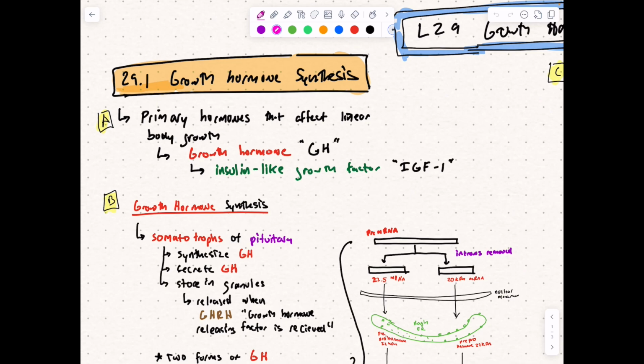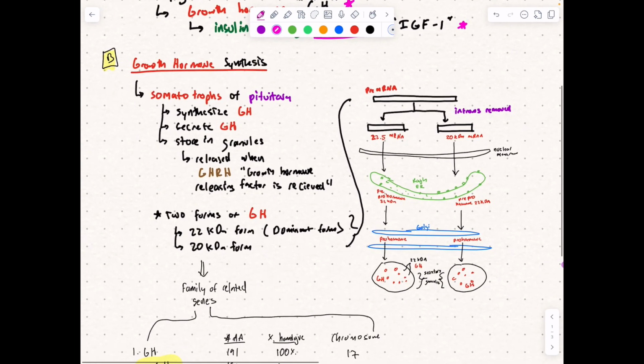Before we delve into that, there are two primary hormones that are going to affect linear body growth. You think of somebody growing taller throughout childhood and adolescence. We have growth hormone, which is the primary one, and growth hormone is going to stimulate the release of insulin-like growth factor, which is going to do the actual effect of causing somebody to grow longer, I guess is the correct way of saying it. And then growth hormone is going to have some metabolic effects as well. But before we go into that, let's talk quickly about the synthesis.